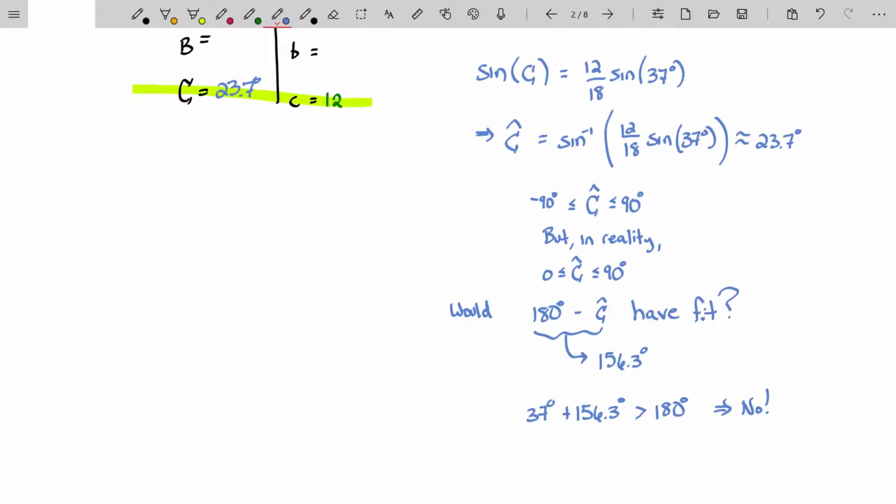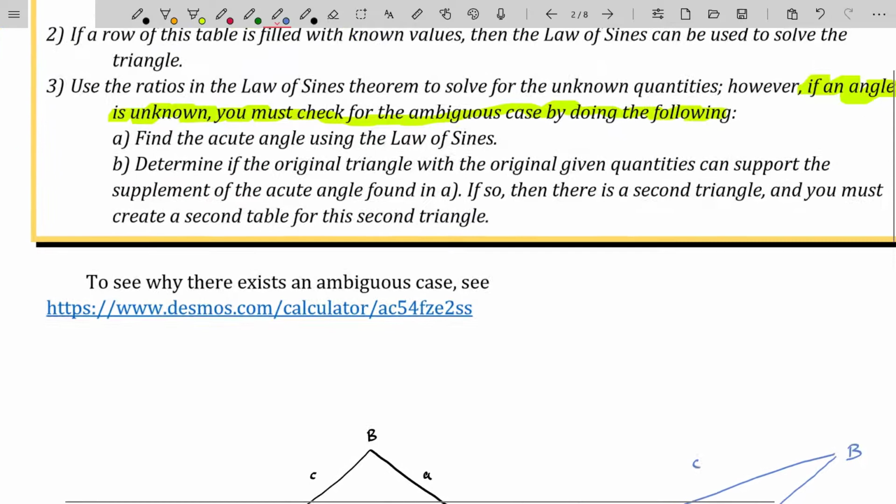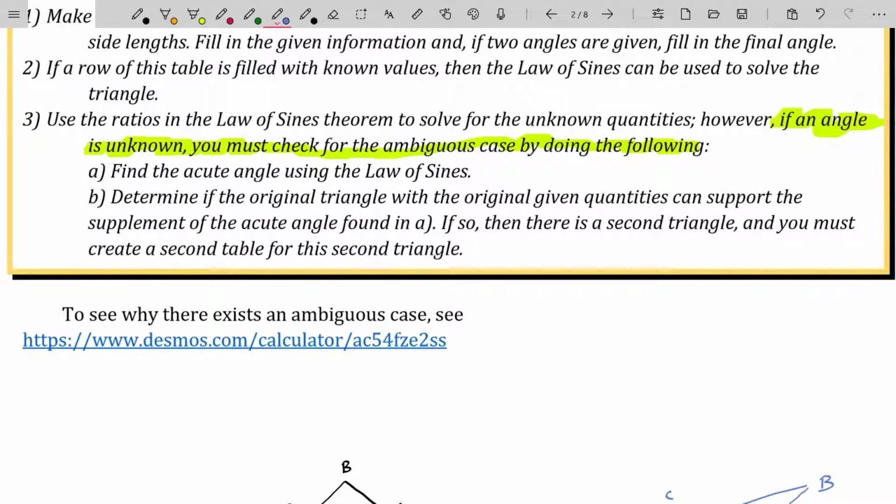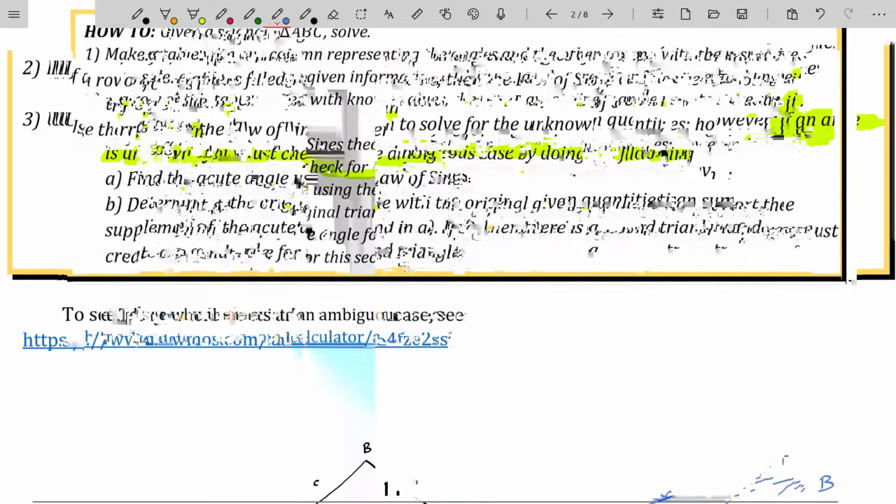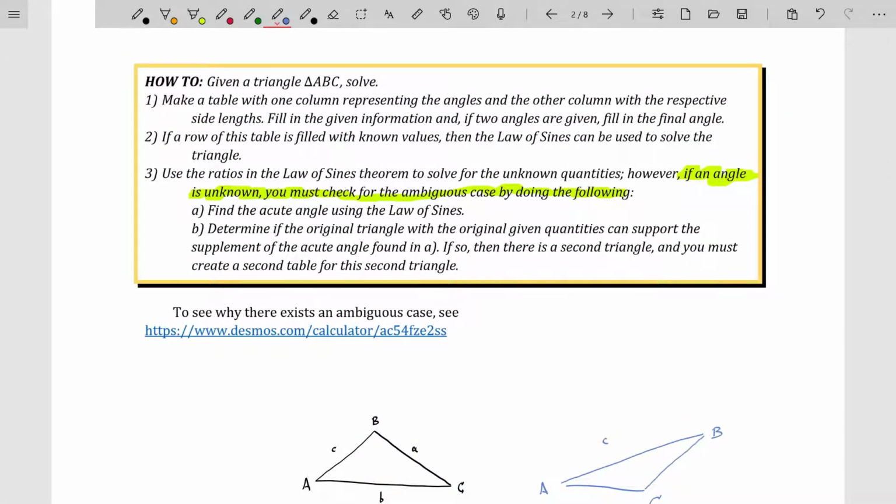But if it was a small enough angle, then, I'm just reading this right here, determine if the original angle with the original given quantities can support a supplement. If so, then there's a second triangle and you must create a second table for that second triangle. There we go. Now, again, I'm not teaching this, I'm just reminding you of it. And also because I was not your teacher for trigonometry likely, it's probably a good idea to understand my thought process.